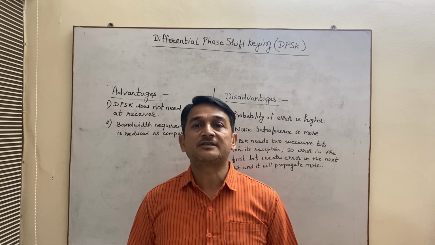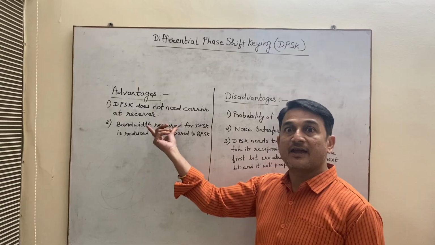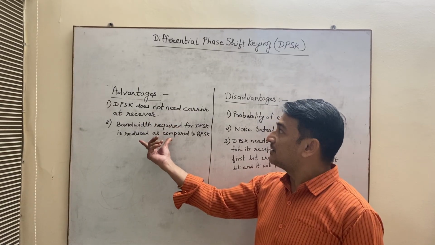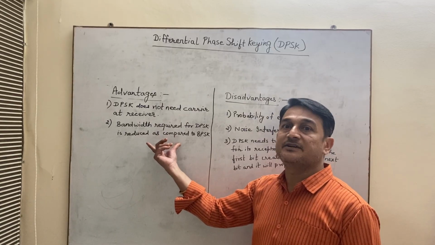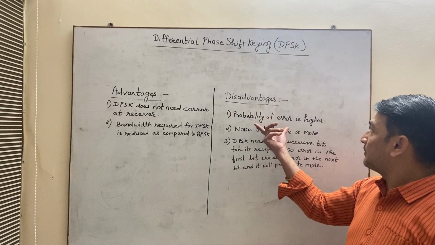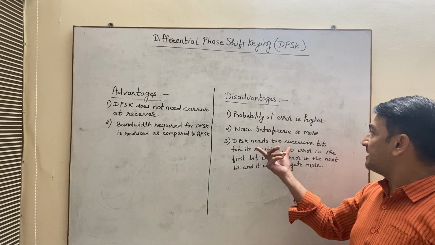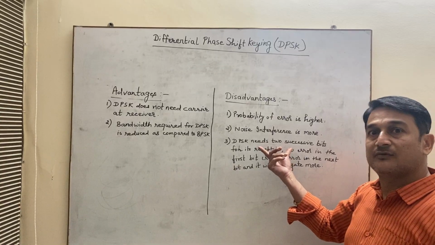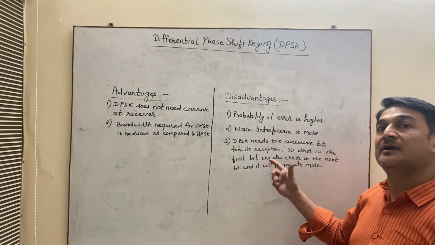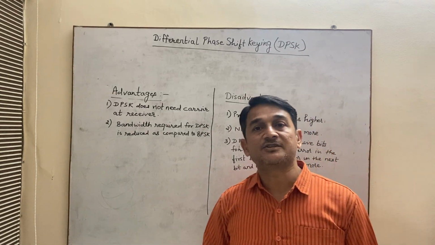Finally, the advantages and disadvantages of DPSK. The advantages of DPSK are: DPSK does not need a carrier at the receiver, so the complex circuitry requirement is reduced. Another advantage is that the bandwidth required for DPSK is reduced as compared to BPSK. The disadvantages are: probability of error is higher, noise interference is more, and DPSK needs 2 successive bits for its reception, so an error in the first bit creates an error in the next bit and the error will propagate more. These are the advantages and disadvantages of DPSK.